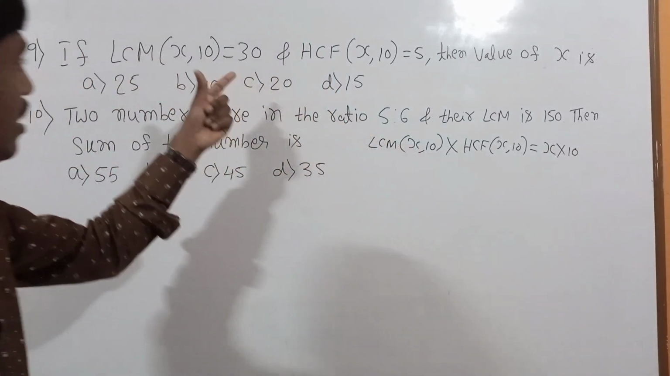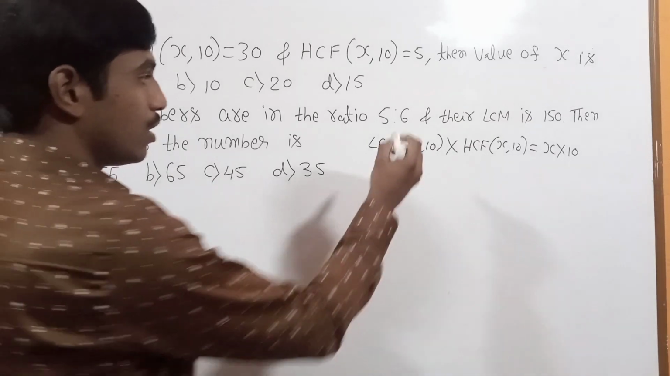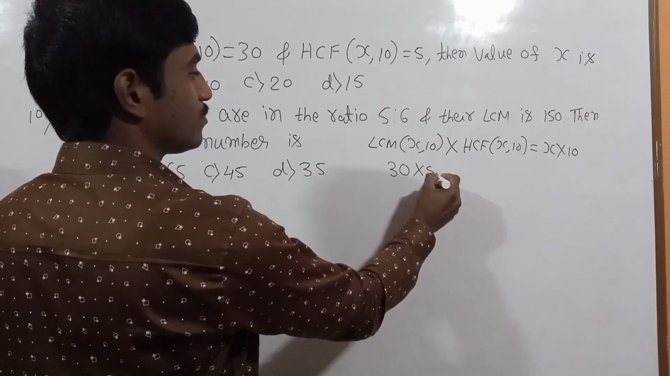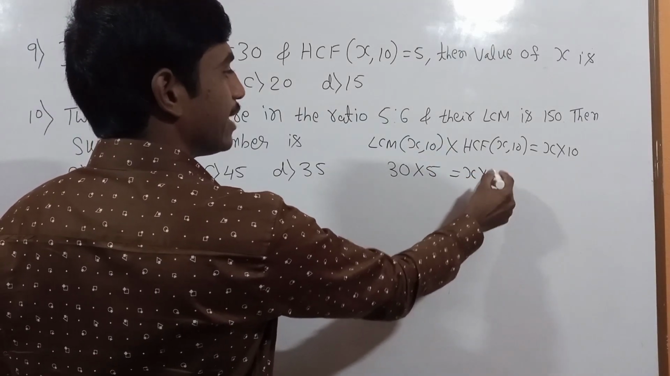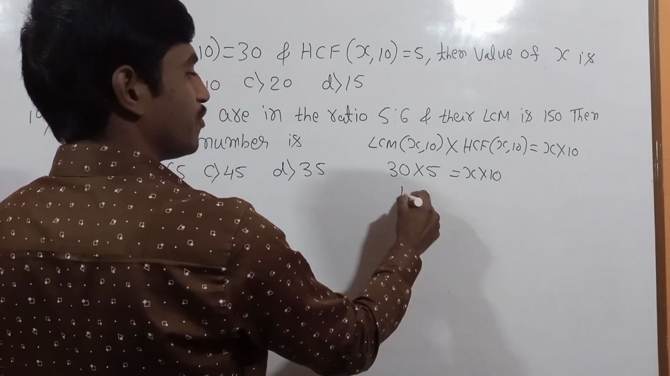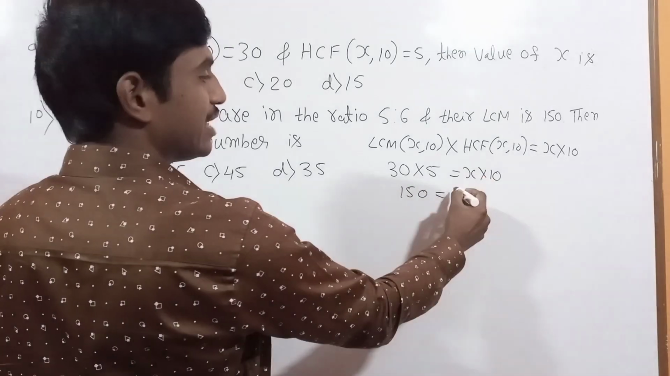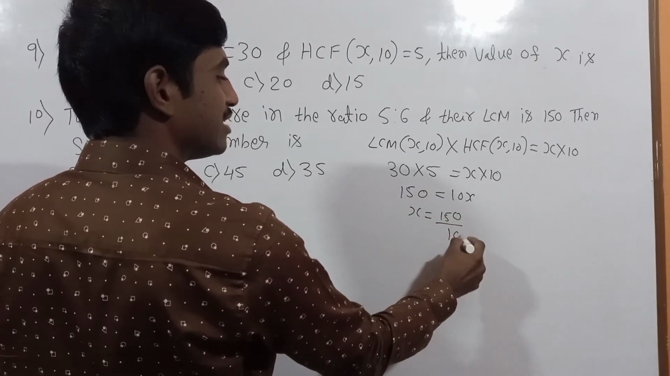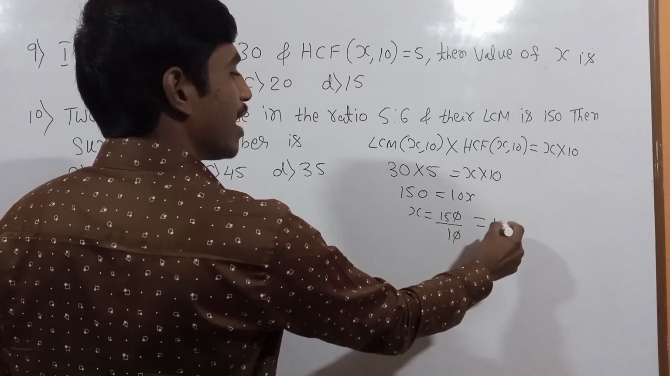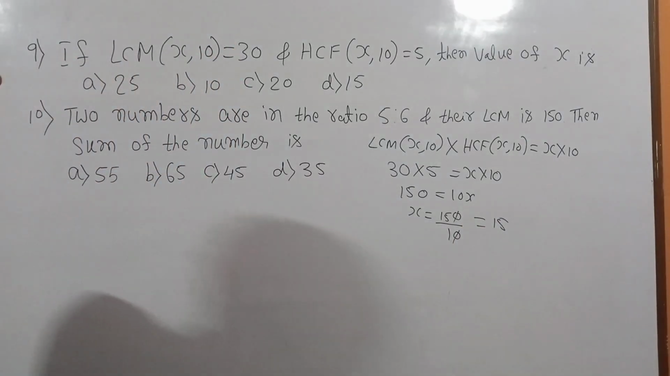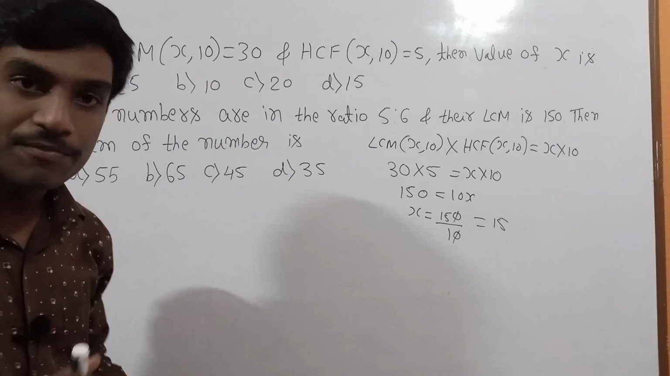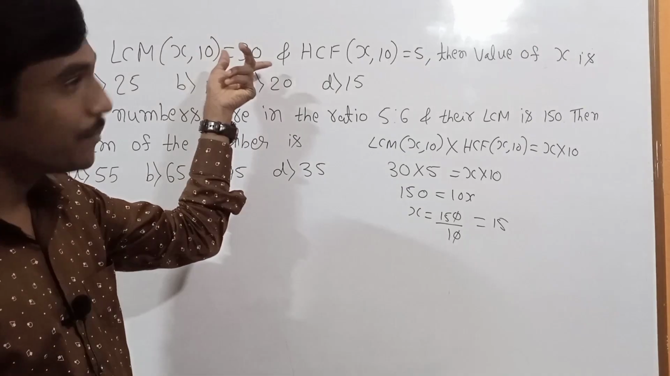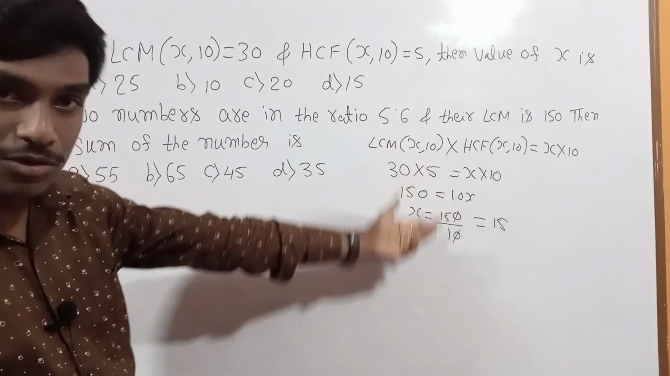So now LCM here is 30, so 30 into HCF, which is 5, is equal to x into 10. 5 zeros are 0, 5 threes are 15, so 150 is equal to 10x. x will be equal to 150 divided by 10. So the value of x is 15. So that is one number they have given, and LCM and HCF they have given. Sometimes they will give 2 numbers and they will give HCF also, and we need to find LCM. Whatever, we have to use the same formula to find the answer.